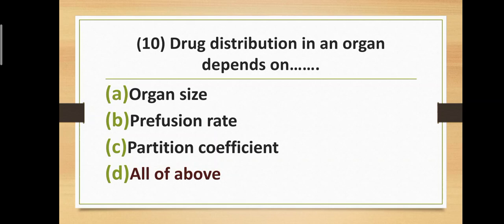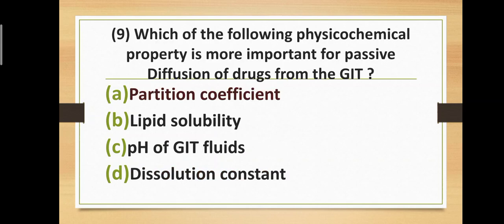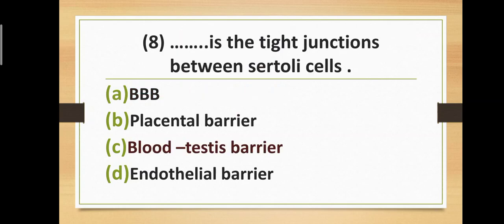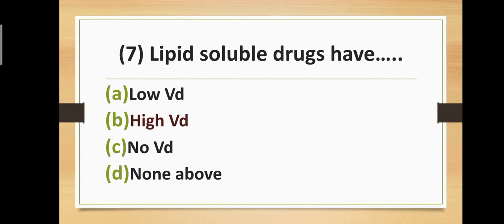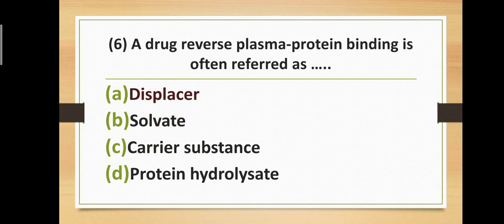Let's see once again all MCQs, just 1 minute. Drug distribution in an organ depends on all of above, that means organ size, perfusion rate, partition coefficient. Partition coefficient is the physicochemical property more important for passive diffusion of drugs from the GIT. Blood testis barrier is the tight junctions between sertoli cells. Lipid soluble drugs have high volume of distribution. A drug reverse plasma protein binding is often referred as displacer.